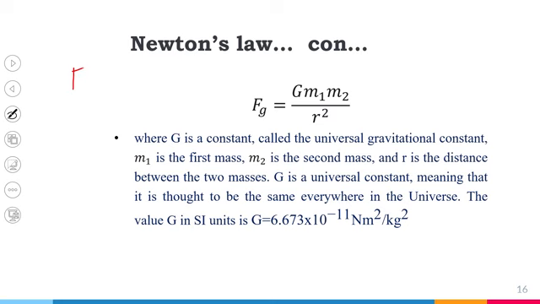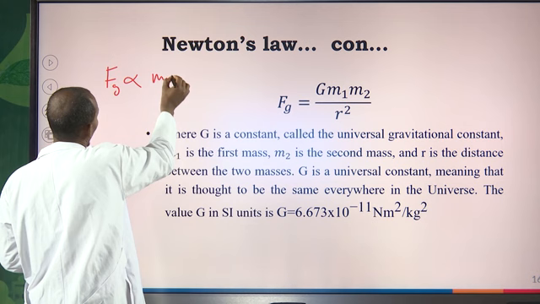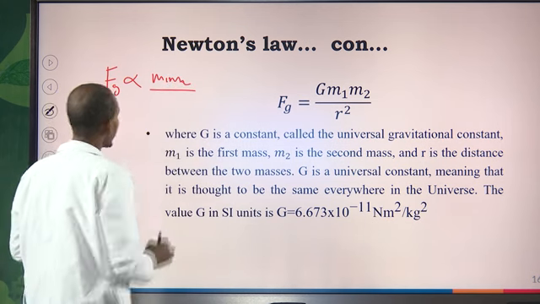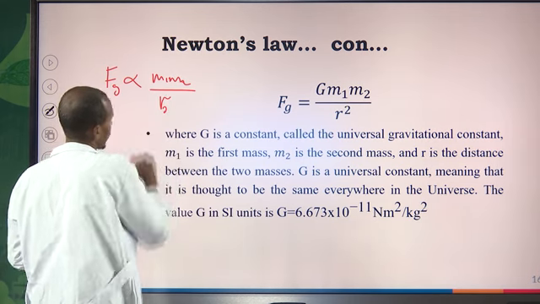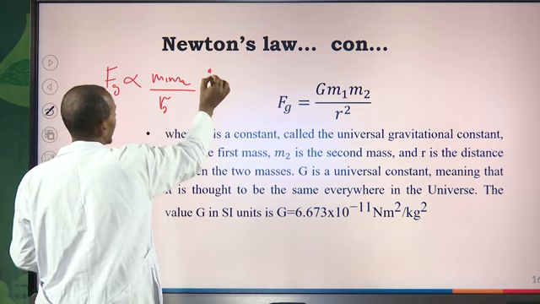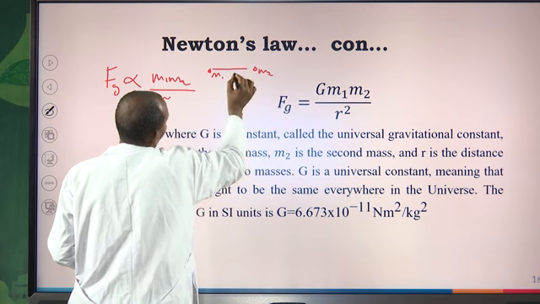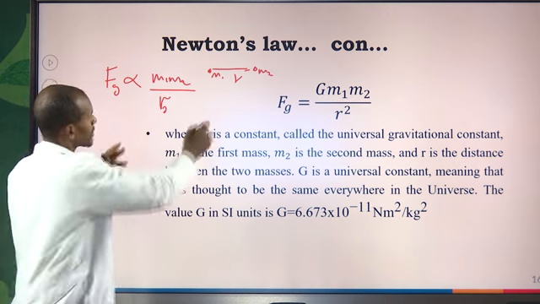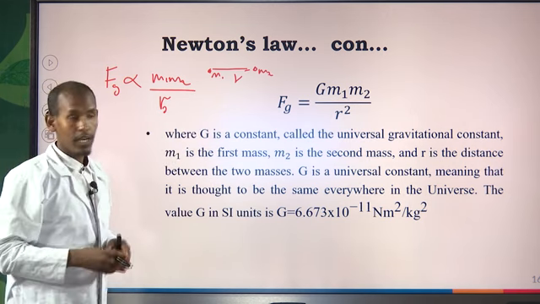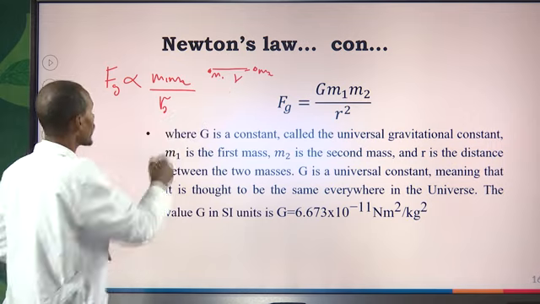That means the force of gravity, according to Newton's law of universal gravitation, is proportional to the product of the two masses, m1 times m2, and inversely proportional to the square of the separation distance, r square. If we take m1 and m2, and r is the separation between them, the force of attraction between these two masses is inversely proportional to the square of the separation. Don't confuse, it is not with r, it is with r square. The inverse square relation.